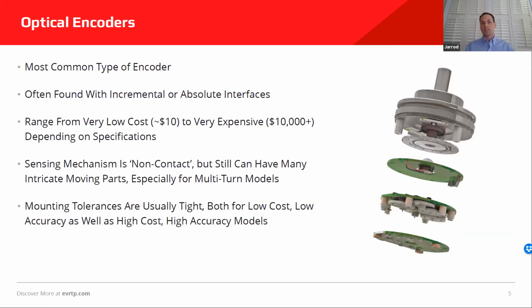The mounting tolerances are very tight, whether you have a low cost, low accuracy unit or a high cost, high accuracy unit, especially for kit style encoders, where the optical code disk might be mounted separately by the user than the receiver. Significant knowledge and skill can be necessary to achieve the encoder specifications.